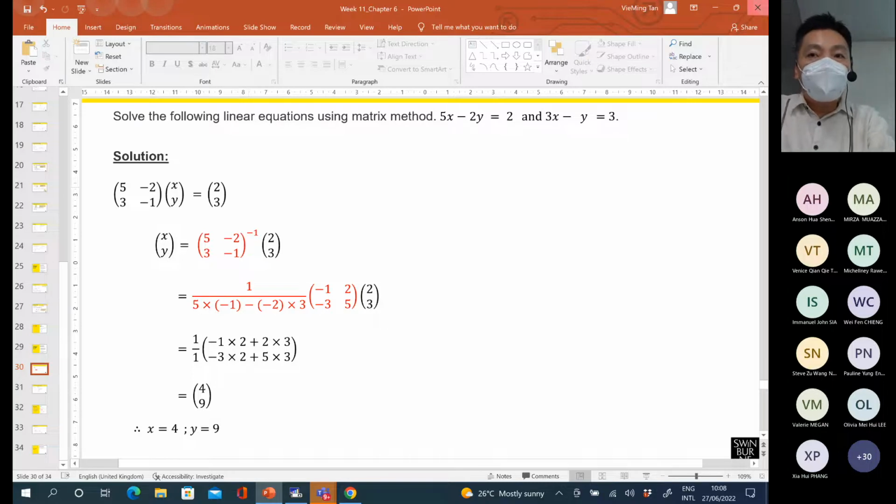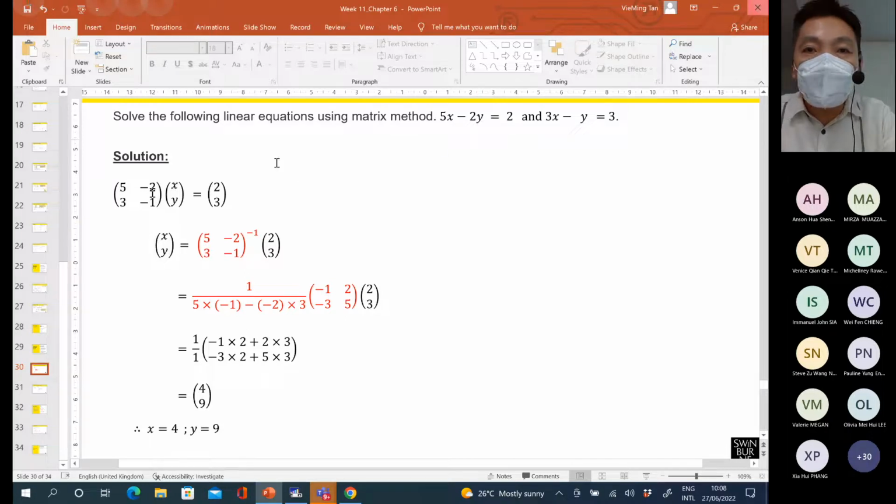Okay, if you want to solve this problem, we need to arrange all these coefficients of x and y and also the intercept into the matrix format. For all of the coefficients of x, we need to put them as the first row. Okay, 5. So how to form this?